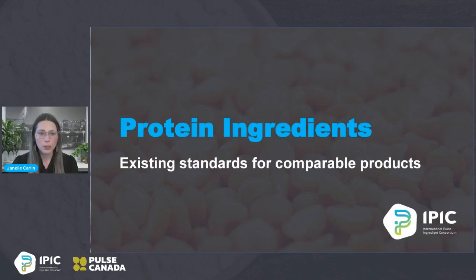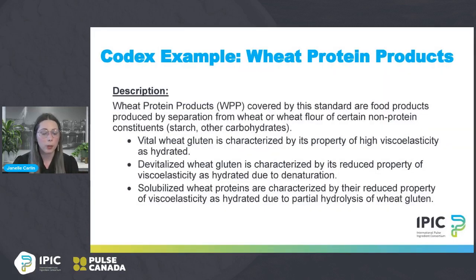So looking at protein ingredients now, some of those comparable ingredients. So here we see wheat protein products. And this one I think is an interesting example just because it specifies differences in some of these protein ingredients based on their functionality specifically. So here we have vital wheat gluten, which is characterized by high viscoelasticity when hydrated. Devitalized wheat gluten is characterized by the reduced viscoelasticity because it's denatured. So here is just an interesting example of using functionality to describe an ingredient.